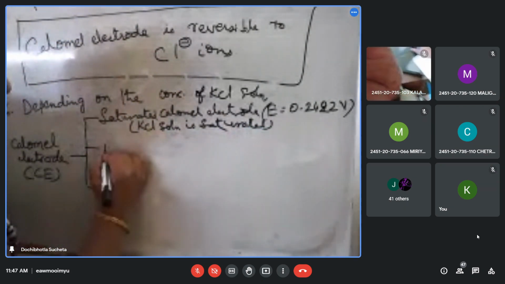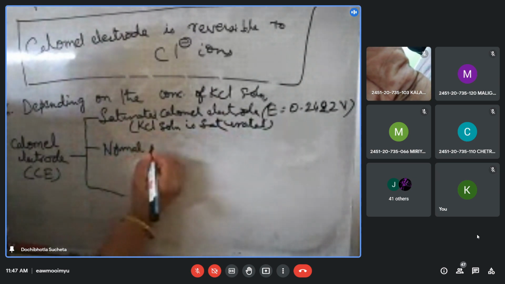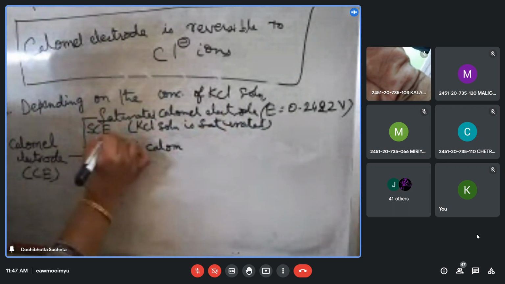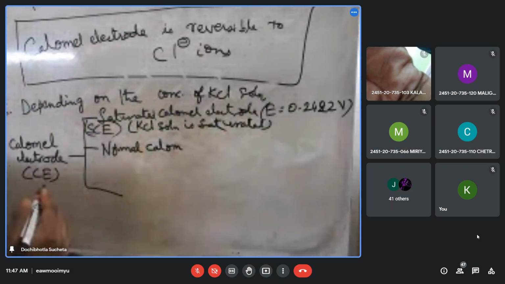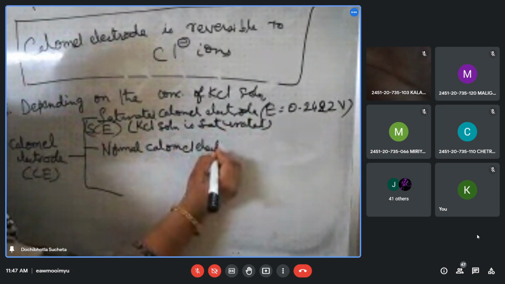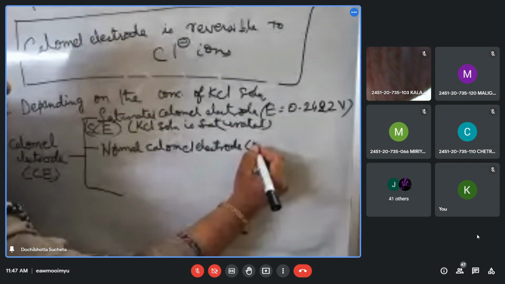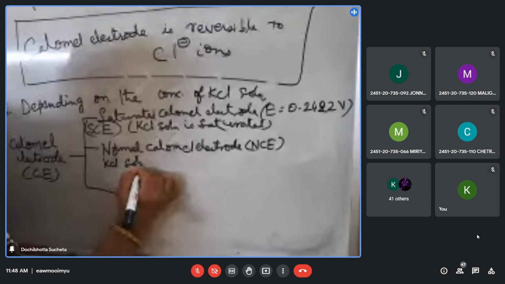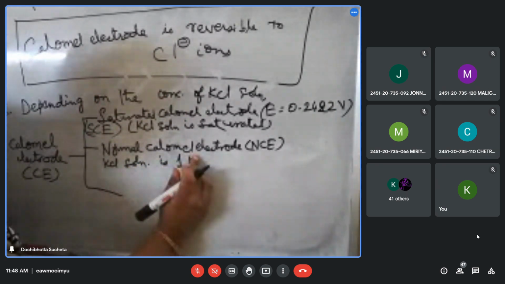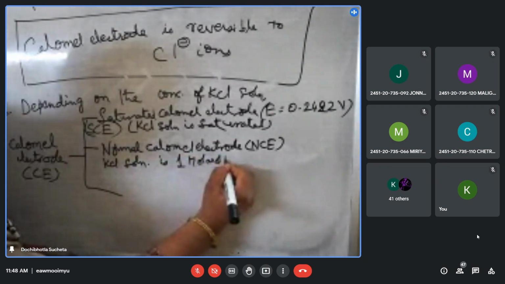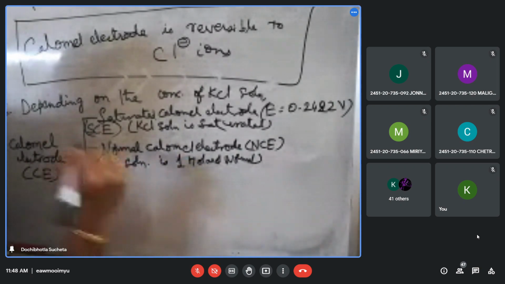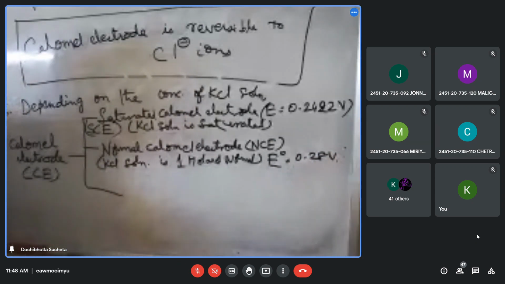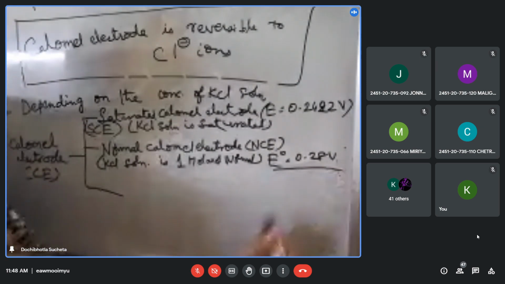The second one is the normal calomel electrode. Saturated calomel electrode is represented by SCE. Then you have the other one, normal calomel electrode, represented by NCE. Here the KCl solution is 1 normal or 1 molar. Its E naught value is equal to 0.28 volts.